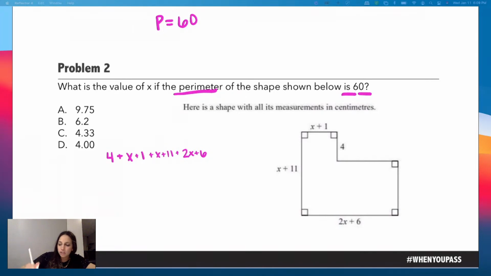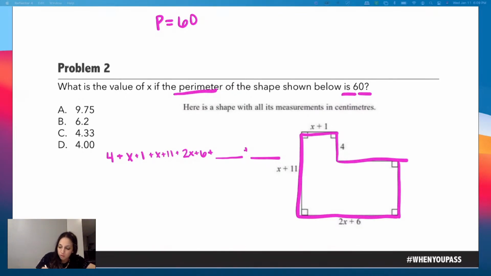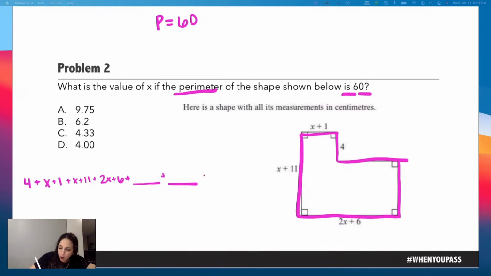So these are the sides that we have. I have this plus this plus this plus this plus blank for this side plus blank for this side, and I'm going to run out of room, so I'm going to go ahead and move this down here. All of that equals 60. Now, I can't move forward without figuring out what those boxes are. I could simplify all of this a little bit, but then after that, I would get stuck. So I have to figure out what is this and what is this.